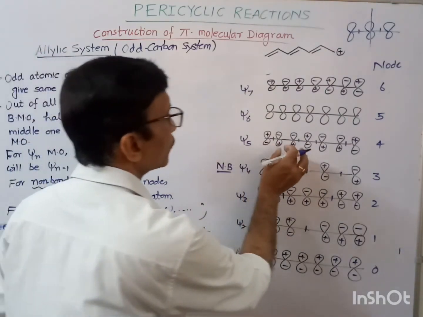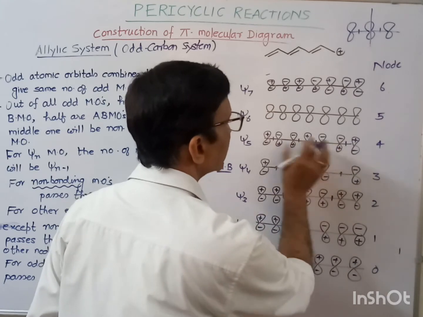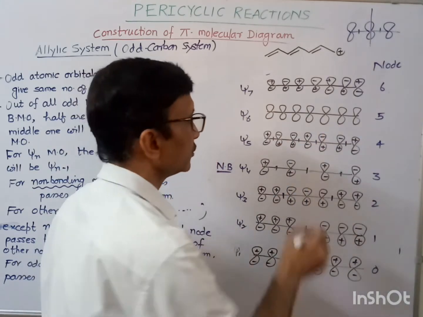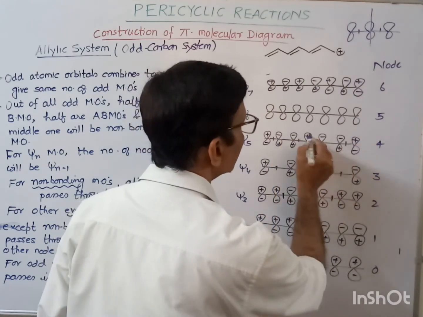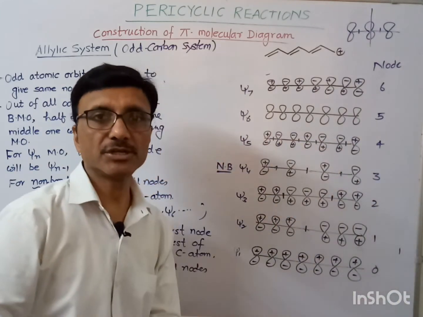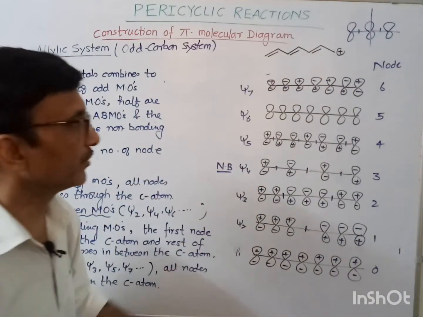Suppose you put the nodes at these two places, then you will not get the symmetrical distribution. This is the symmetrical distribution, 1, 2, 3, 4, 1, 2, 3, and otherwise the distribution would not be symmetrical, not so much symmetrical.